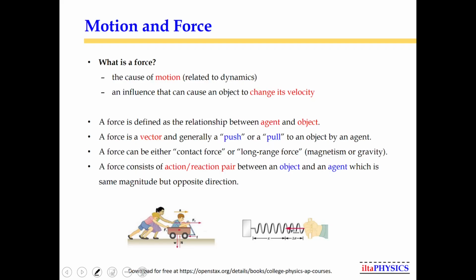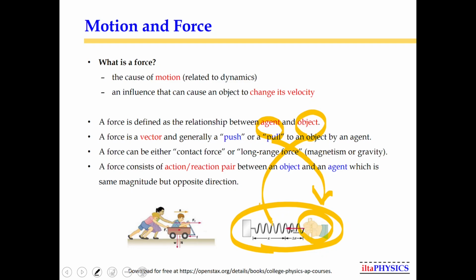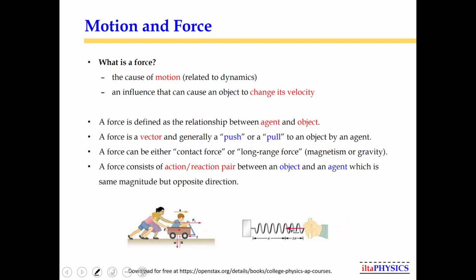For instance, in the figure showing someone pulling a spring, the person is the agent applying the force, and the spring being stretched is the object. We can categorize forces based on whether the agent and the object are in direct contact or not. Forces that act through physical contact, like pushing or pulling a box, are called contact forces. Forces that act without direct contact, like gravity or magnetic attraction, are called long-range forces.